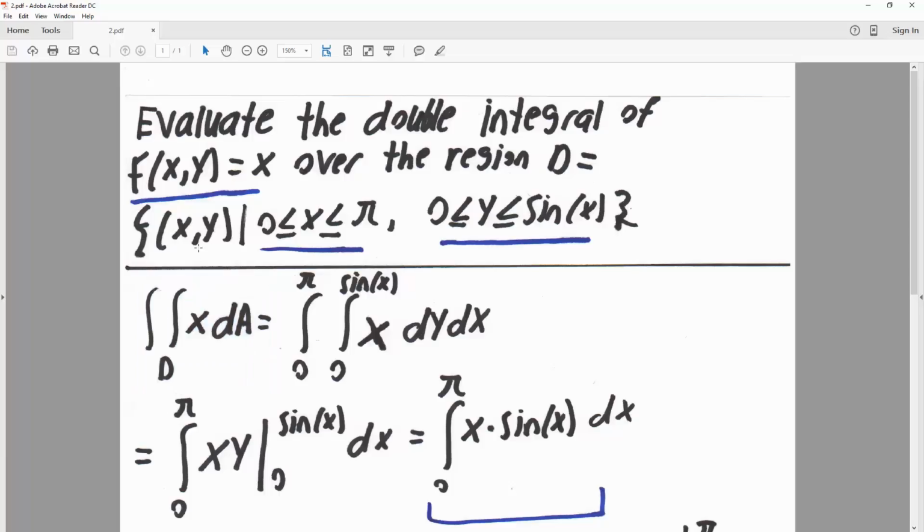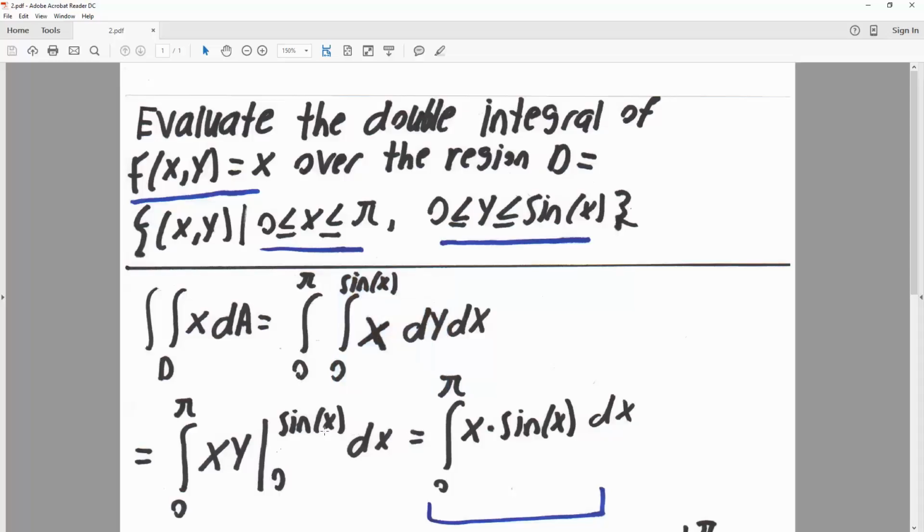Now, since we know x is between 0 and pi, we can do it in terms of dy dx, instead of dA. Our x value, the outside integral, would be 0 to pi, and our dy, the inside, would be 0 to sine x. So now we simply take the integral of the inside first, in terms of dy. We would have x times y, and we would plug in 0 and sine x. Our outside remains the same, 0 to pi dx.